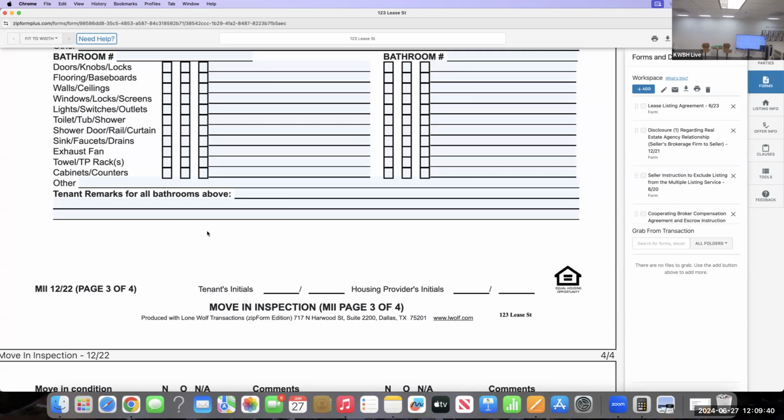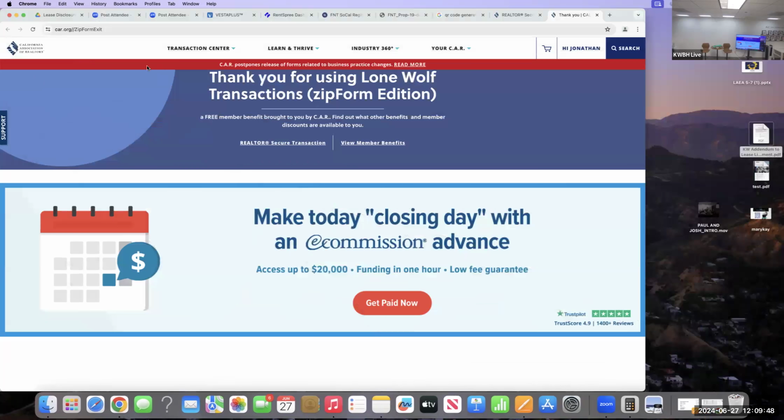So let's look real quick at the disclosures. The property management will just fix everything. It's like they didn't do an inspection before and they didn't ask us to do it.